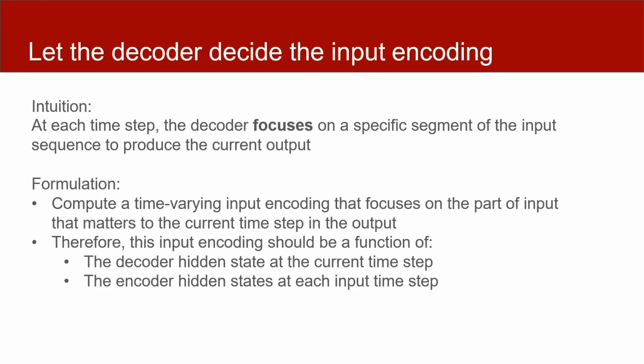Intuitively, at each time step, the decoder should focus on a specific segment of the input to produce the current output. Put in a formulation, we want to compute a time-varying input encoding that focuses on the part of input that matters to the current time step of the output. So this input encoding has to be a function of the decoder hidden state at the current time step and the encoder hidden states at every input time step.